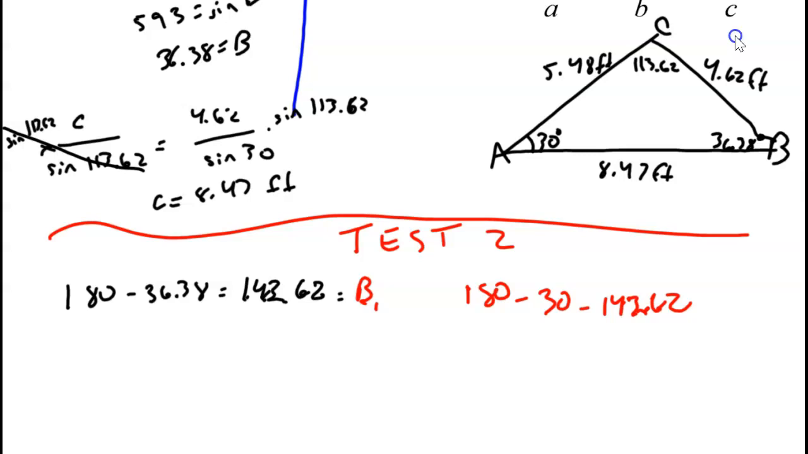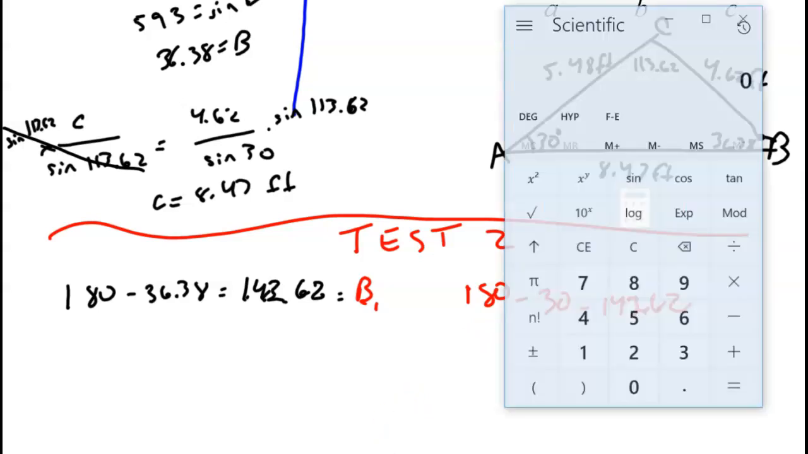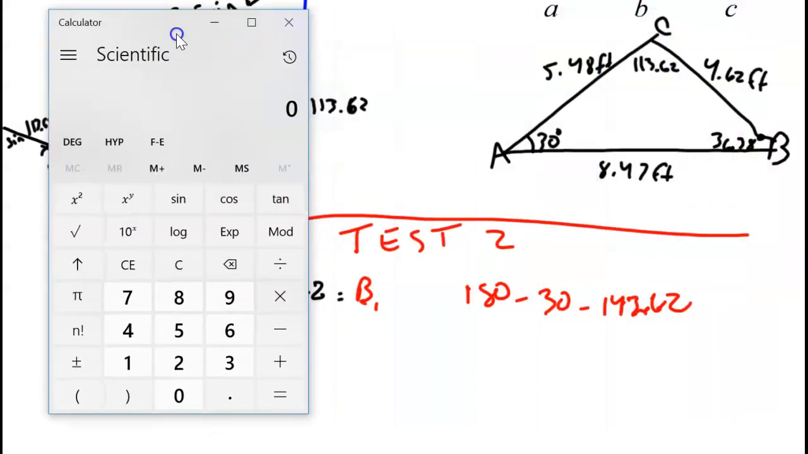Remember, even if there is a second answer, a second triangle here, is there enough room in the triangle to actually fit another angle? So 180 minus 30 minus 143.62, and I get 6.38. So there's actually some room in here, and C equals 6.38. So I have my angle for C.